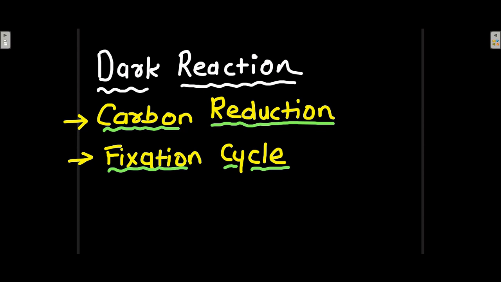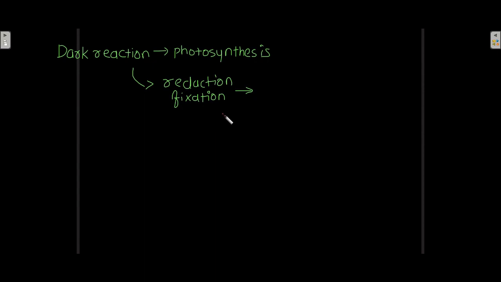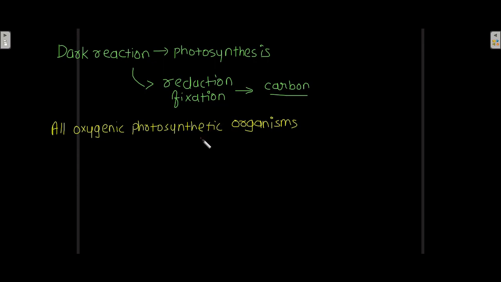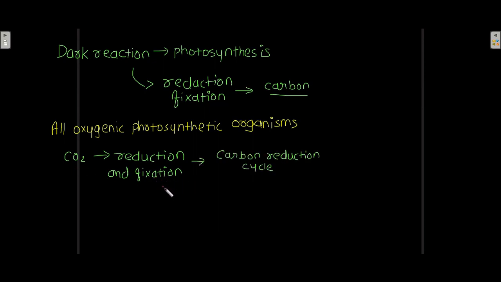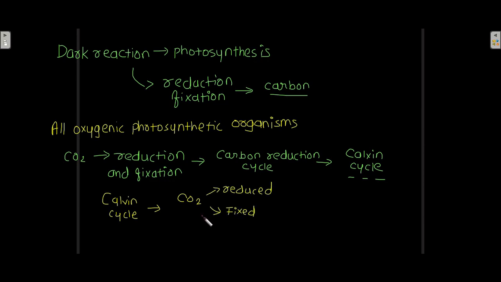Dark reaction, carbon reduction and fixation cycle. So during the dark reaction of photosynthesis, there is a reduction and fixation of carbon. In all oxygenic photosynthetic organisms, the CO2 reduction and fixation takes place through a carbon reduction cycle, which is known as the Calvin cycle. Okay, so through the Calvin cycle, the carbon dioxide is reduced and fixed.